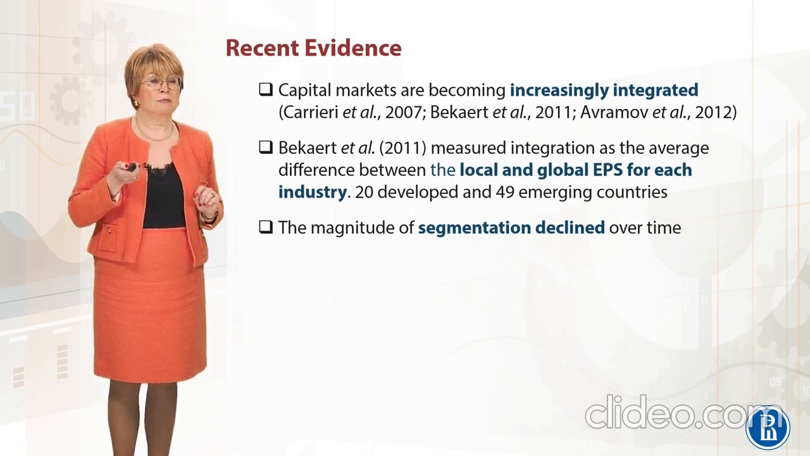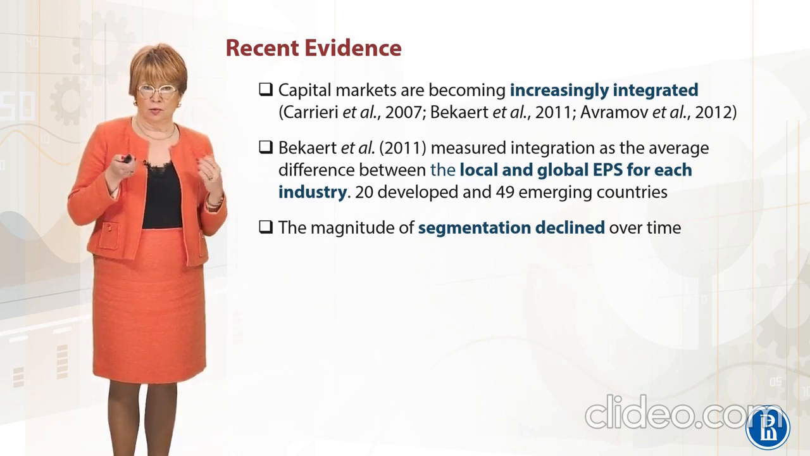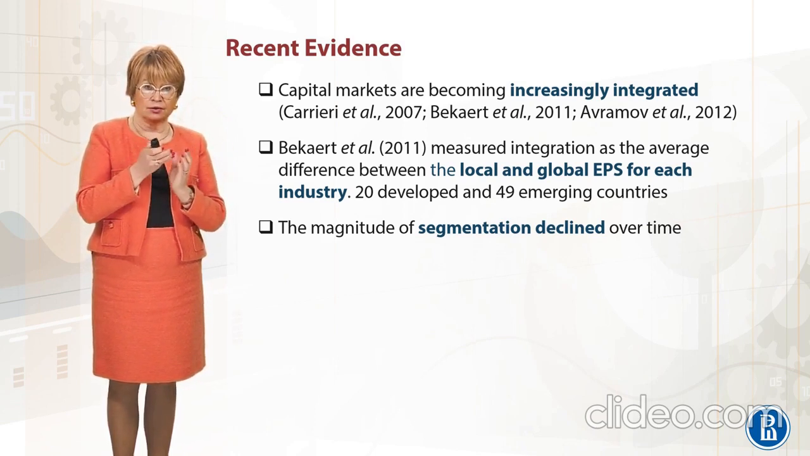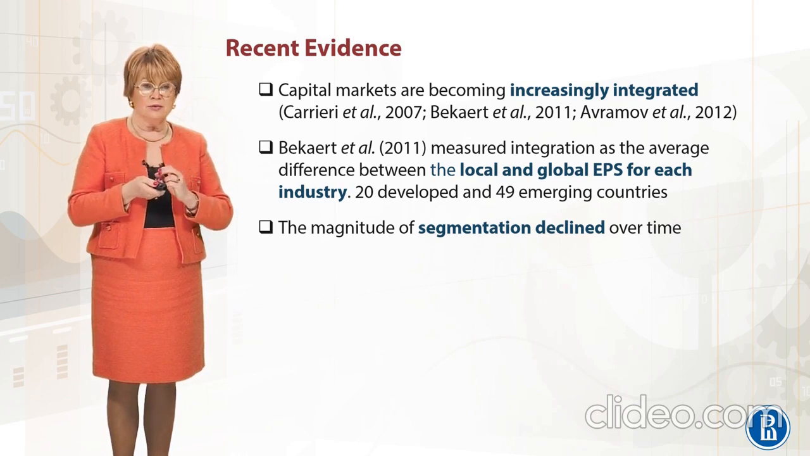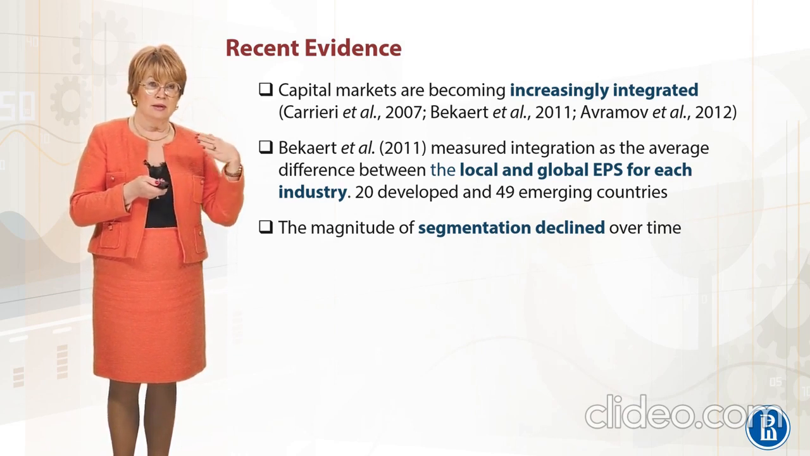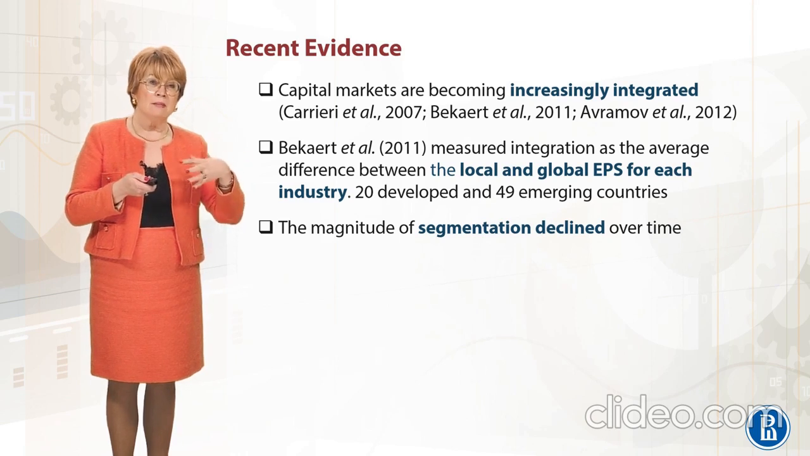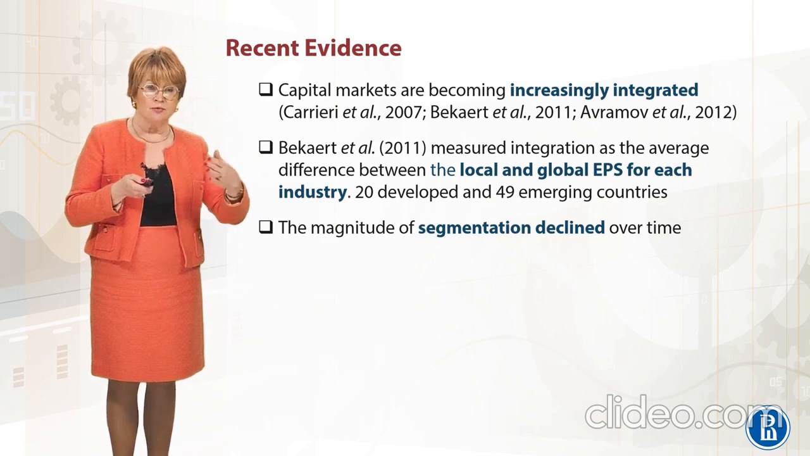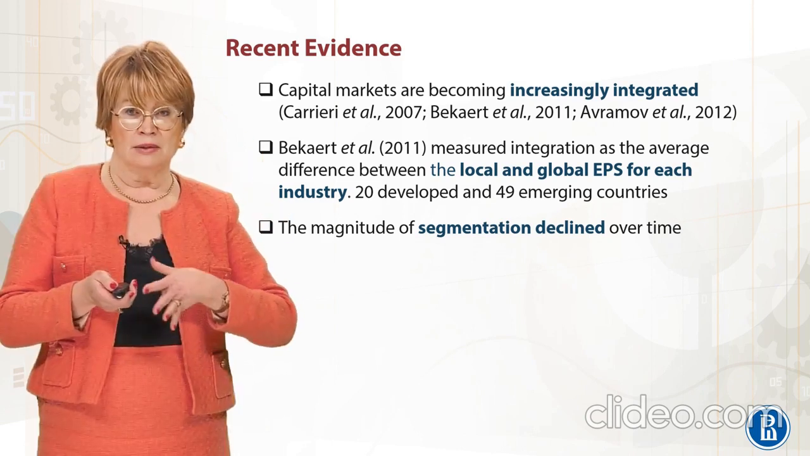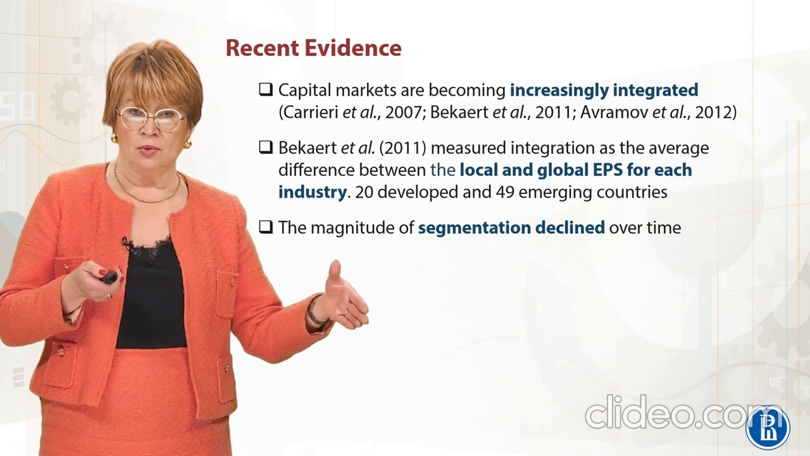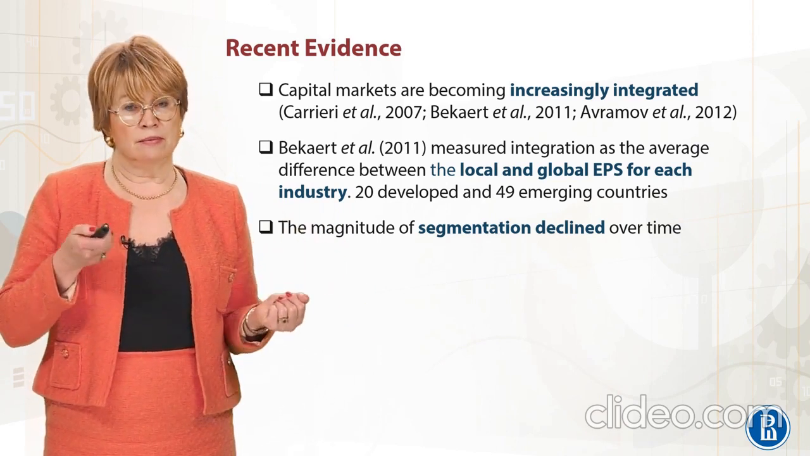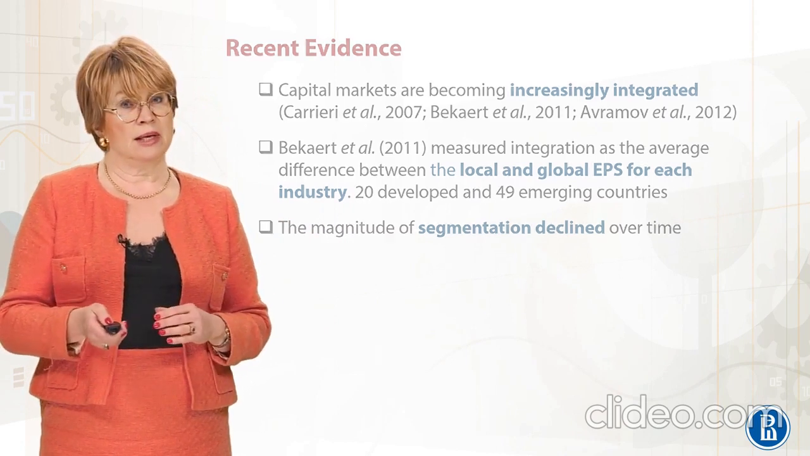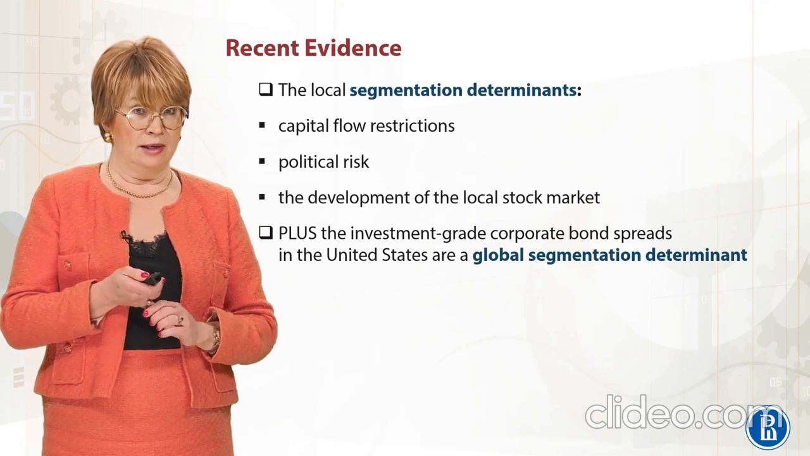The difference between the global earnings per share coefficient and the local earnings per share coefficients for different industries, or averages for industries, is shrinking. This difference is decreasing. That's a really good sign, saying that the segmented markets are becoming more and more integrated markets. They are maybe not yet fully integrated, but this is a very important positive trend. So the magnitude of the segmentation declines over time, and this is really good news for analytics.